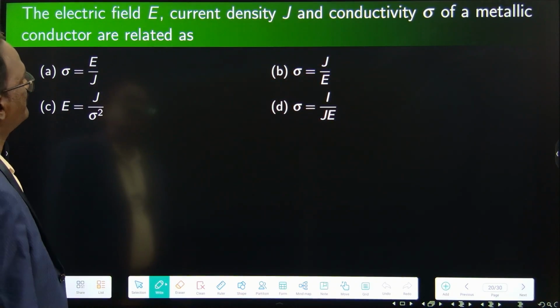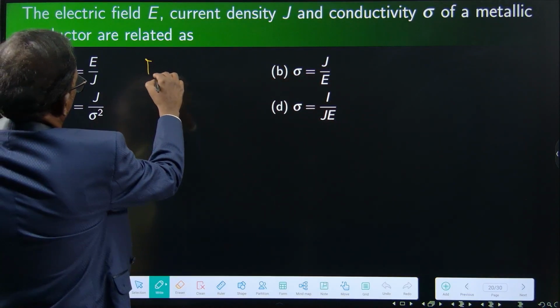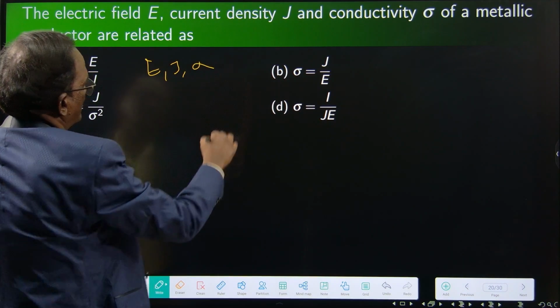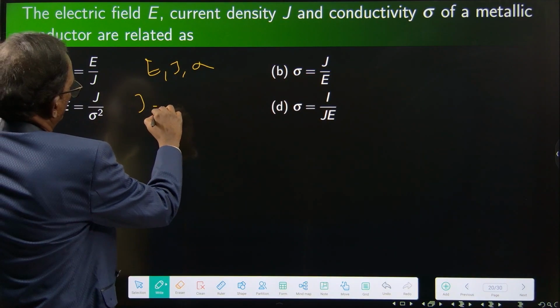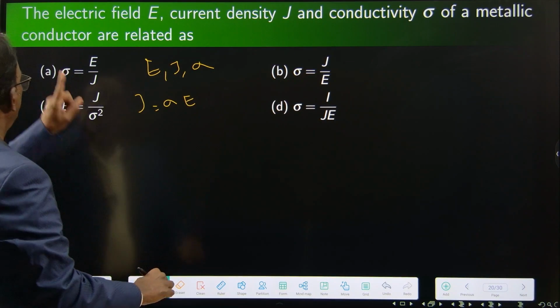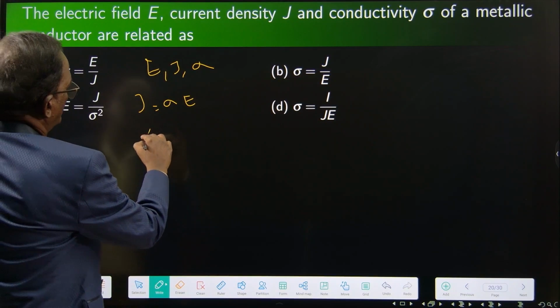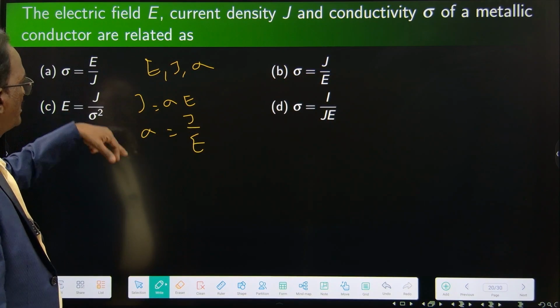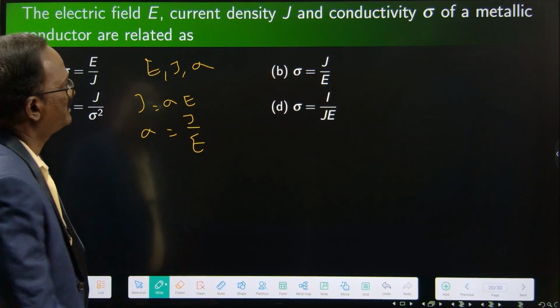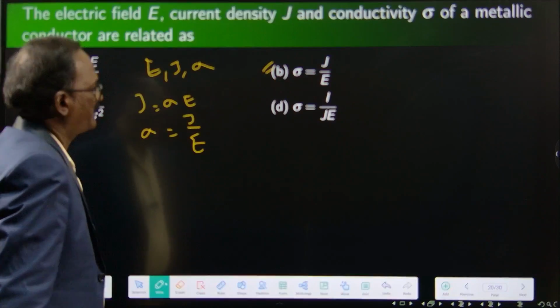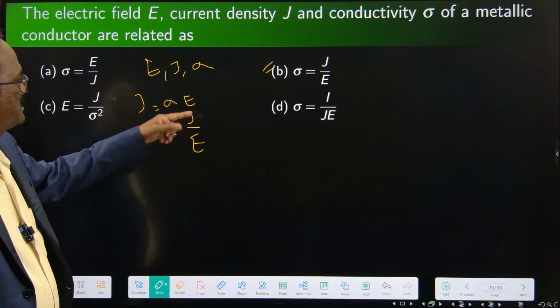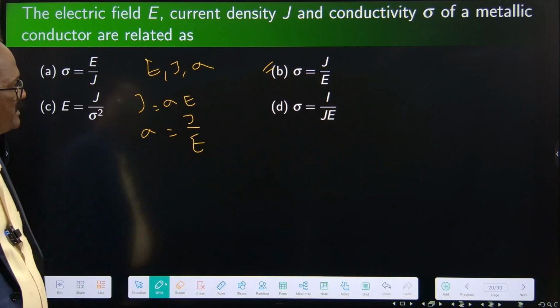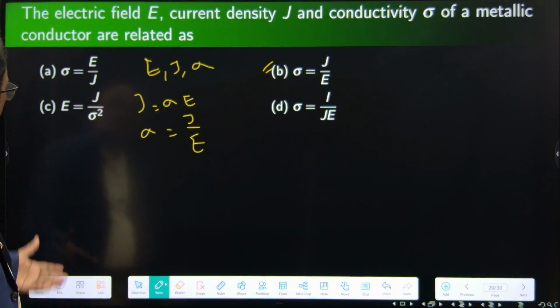Similar problem. The electric field E, current density and conductivity. Here conductivity, so J is equal to sigma E. So sigma is equal to J by E. Option B. J is equal to sigma E, sigma is equal to J by E. The others are wrong, wrong, wrong.